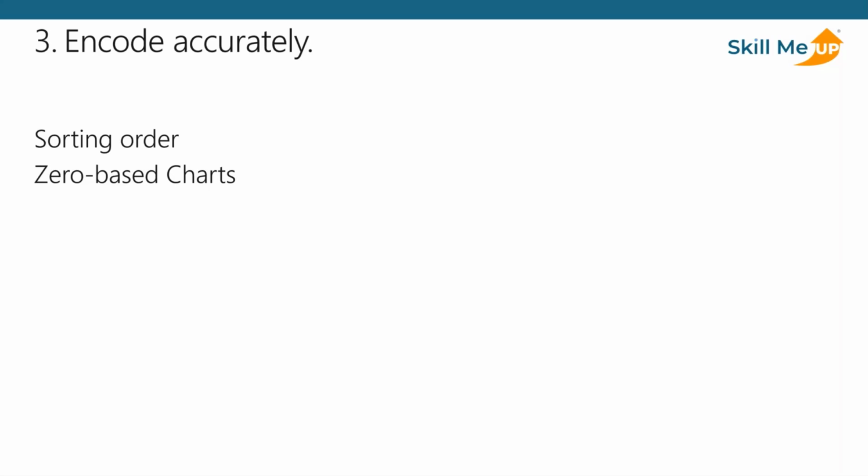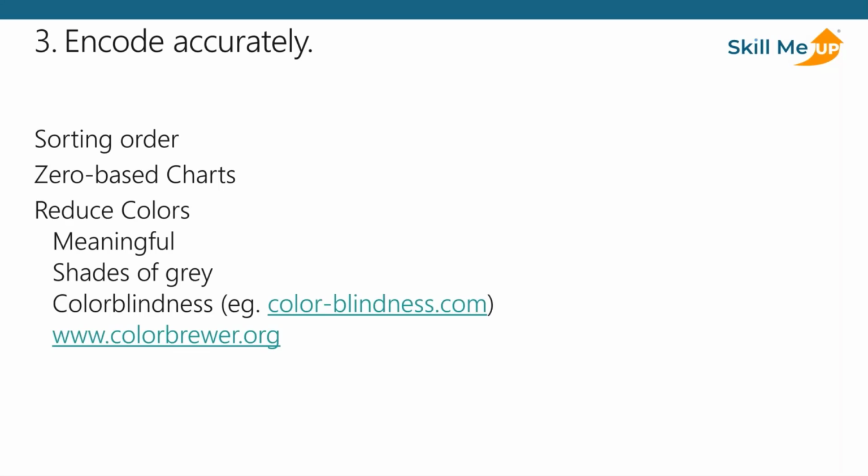Zero-based charts, we already heard about it. Start them at 0 unless you really have a reason not to do so. And reduce colors. So I tend to build really boring reports from a point of colors. So I stick to shades of gray, not Mr. Gray, but the color gray. And this opens up, because everything is in gray, to show afterwards the most important thing in a nice color.